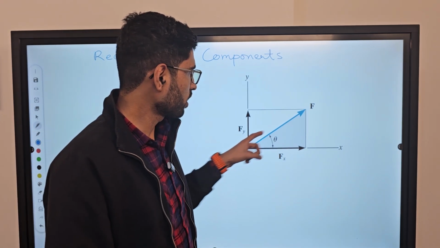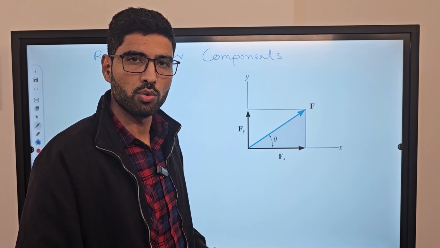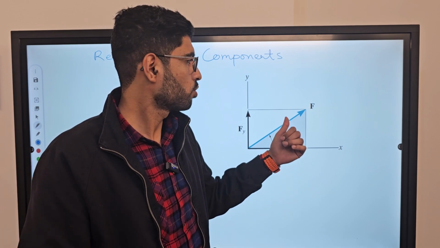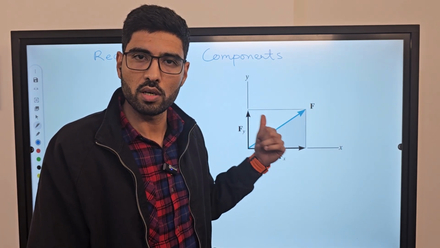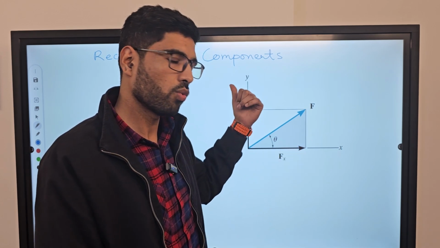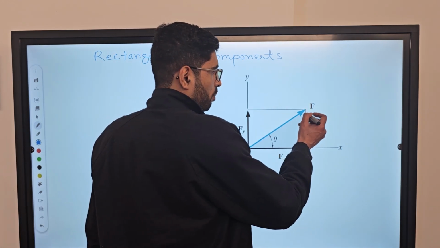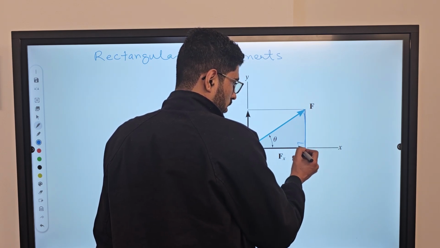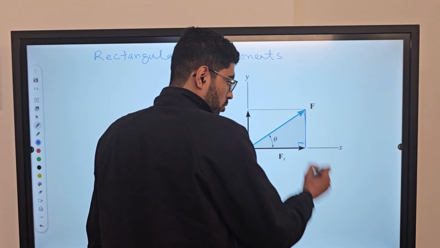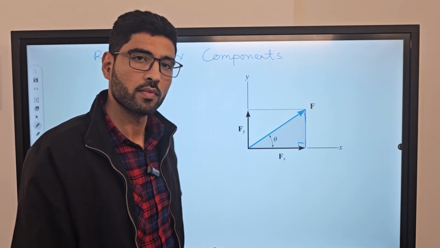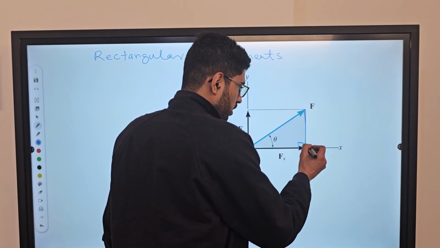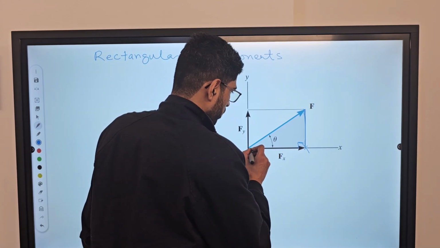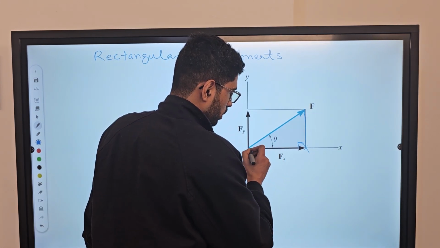So this force F is acting in the xy plane. If you want to split it into two components, one along x and one along y, we drop a perpendicular line from the head of this force F onto the x-axis, and that line should make a 90-degree angle with the axis. Wherever this perpendicular intersects the x-axis, we draw a vector from the tail of force F to that intersection point.